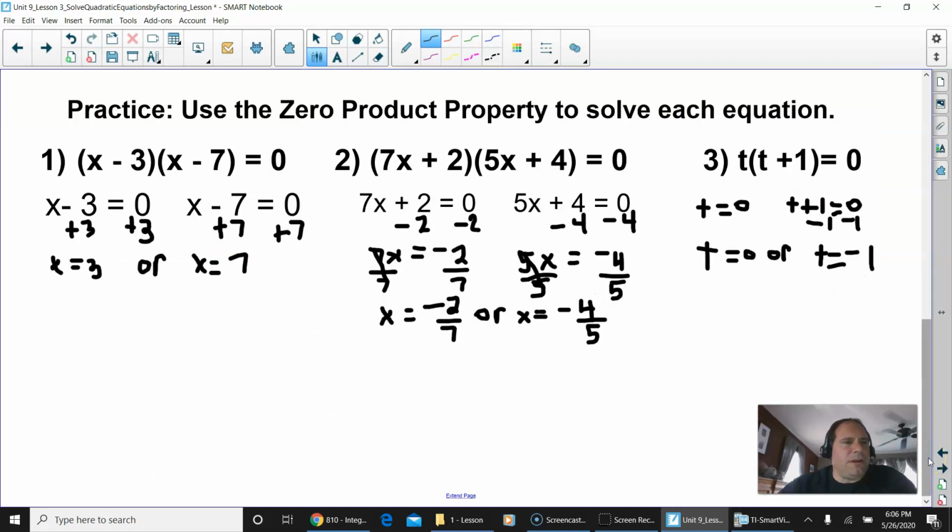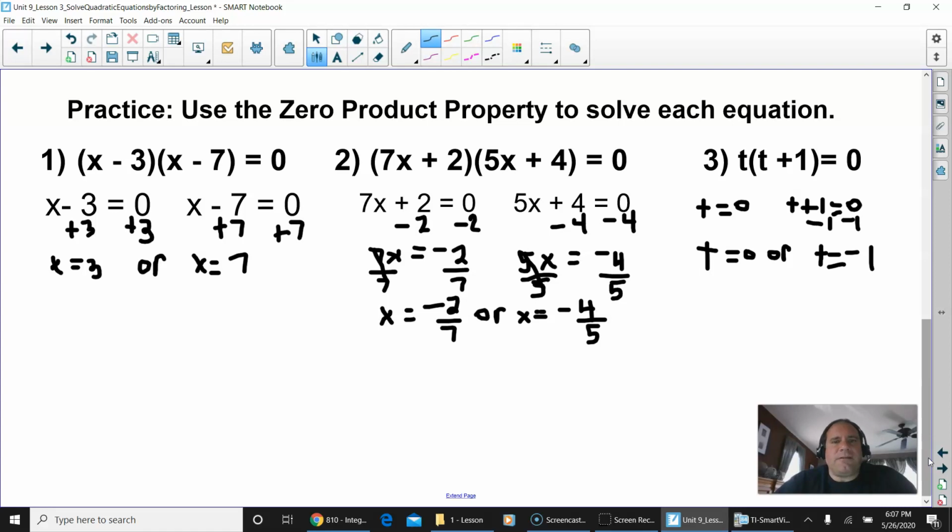Okay, look at number 1. X minus 3 times x minus 7 equals 0. You split them up. X minus 3 equals 0. X minus 7 equals 0. You add 3 on both sides, you get x equals 3. And you add 7 on both sides, and you get x equals 7. So the roots are x equals 3 or x equals 7.